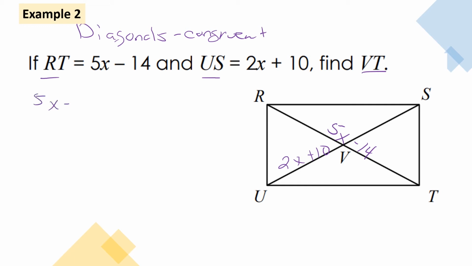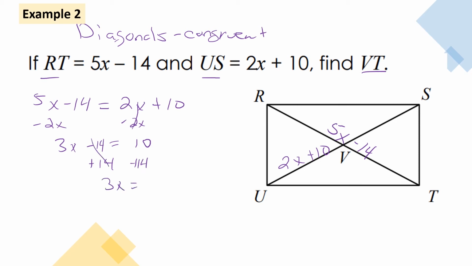So 5x minus 14 is equal to 2x plus 10. Just solving this equation here using algebra skills. Combining like terms by doing inverse operations. Subtracting 2x, I get 3x minus 14. Adding 14, because I'm left with that two-step equation, 3x is equal to 24. x is equal to 8.